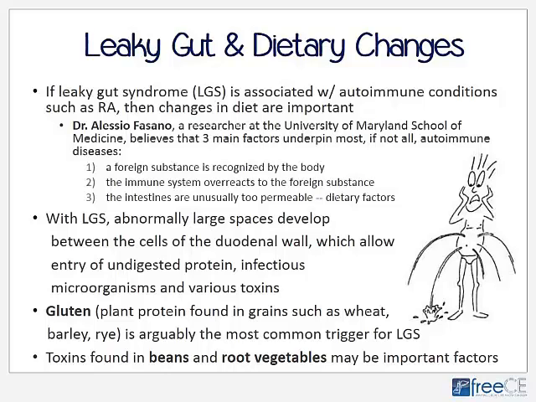Gluten, which is a plant protein, or really gluten is a term for a collection of different plant proteins. It's found particularly in grains such as wheat, barley, and rye, and it is likely the most common trigger for leaky gut syndrome, although there are other toxins found in beans and root vegetables, for example, that are also factors. And of course, there's a whole host of other things that can injure the small intestine and cause inflammation, such as medications, alcohol, etc. But in terms of the quote-unquote natural things in food, we have to look out for the gluten and natural toxins in beans and root vegetables.